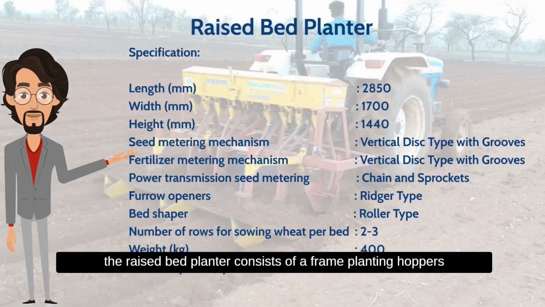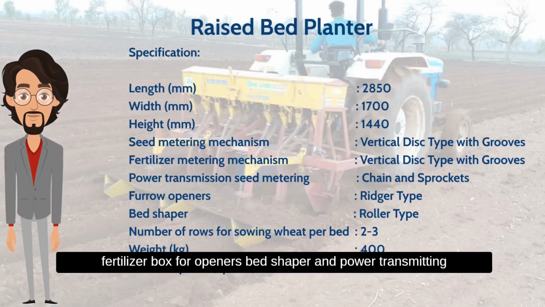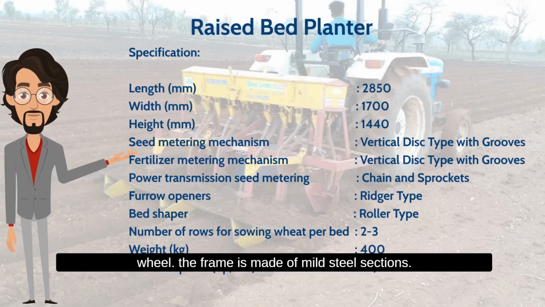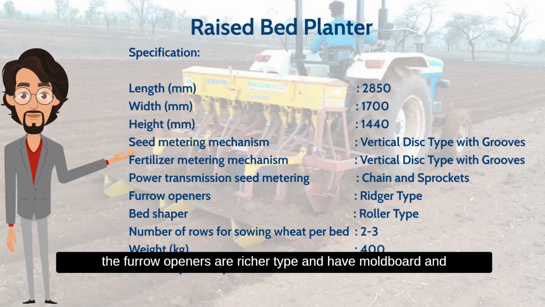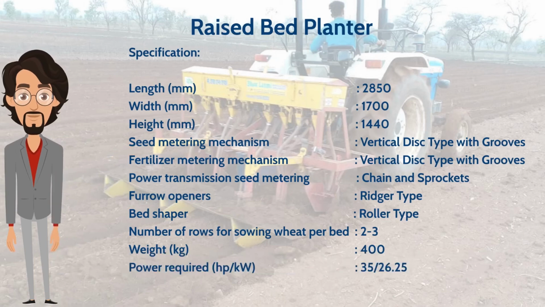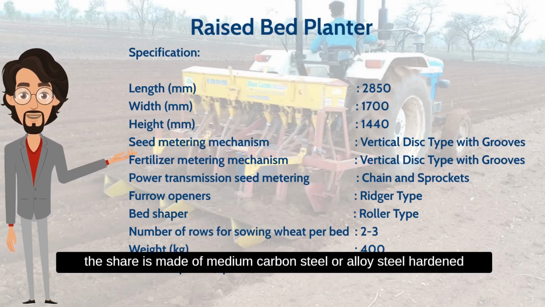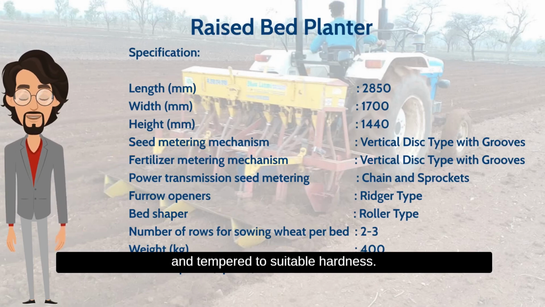The raised bed planter consists of a frame, planting hoppers, fertilizer box, furrow openers, bed shaper, and power transmitting wheel. The frame is made of mild steel sections. The furrow openers are ridger type and have mold board and share point. The wings of the mold board can be adjusted. The share is made of medium carbon steel or alloy steel, hardened and tempered to suitable hardness.